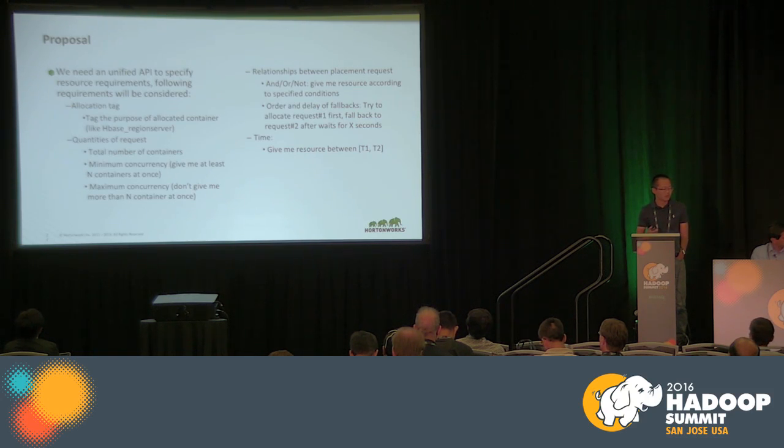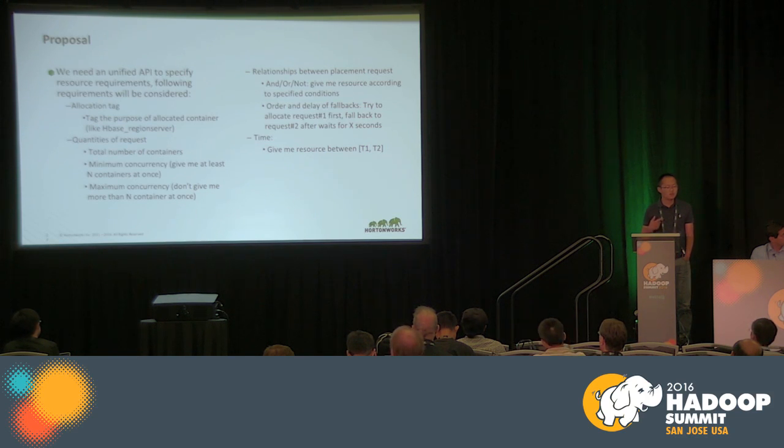And we can specify the quantities of the request. For example, the total number of containers we want, and the minimum concurrency, which means give me at least n containers at once. This is for gang scheduling. And also, for example, the maximum concurrency, which is don't give me more than n containers at once. This is to support the case where some applications shouldn't run too many tasks, which would slow down the backend storage system, like HBase or HDFS.